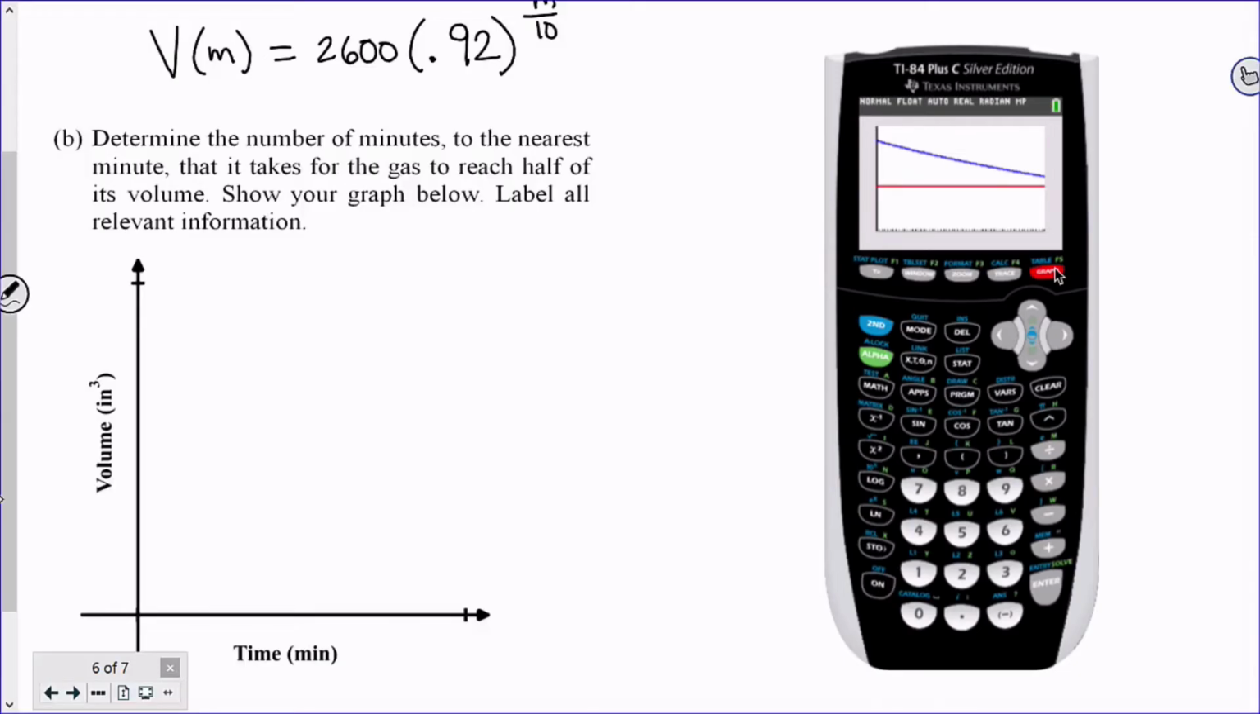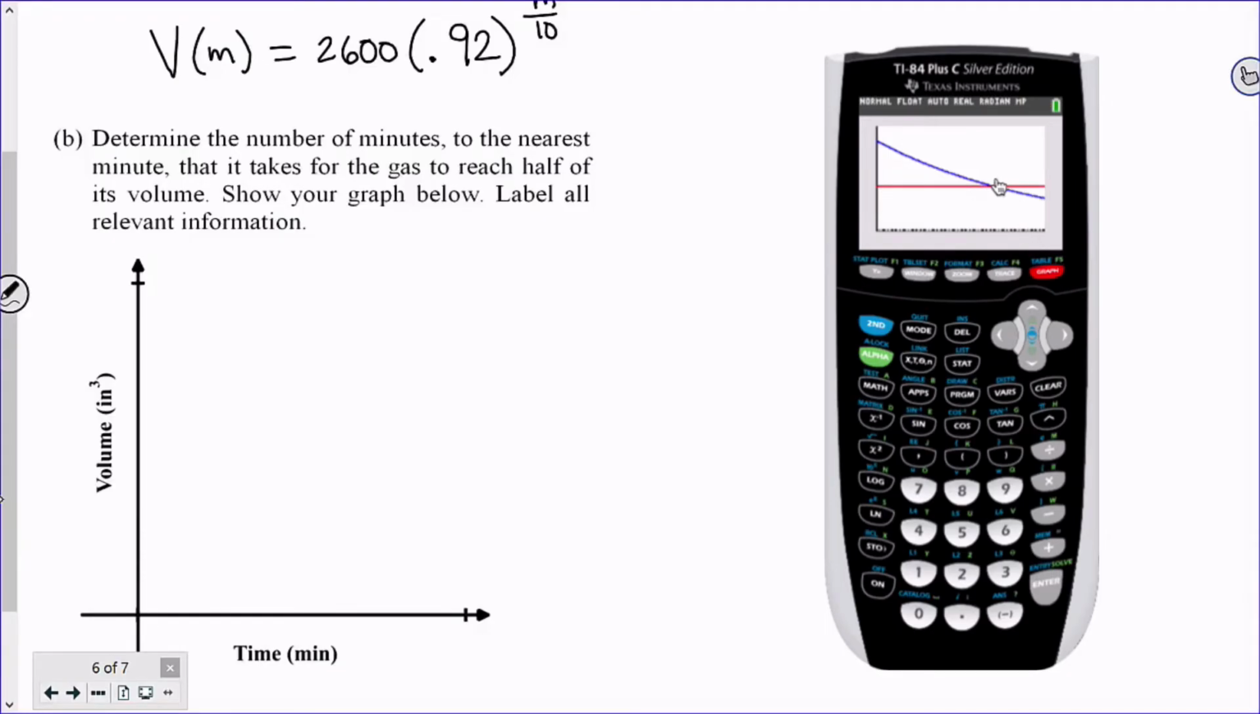Oh, and they don't intersect. Now that doesn't bother me at all. It just means I have to go into my window and extend the time. I could maybe look at my table right now to get a sense, but let's just extend it out to 2 hours. Maybe that'll be enough for it to reach half of its volume. Let's take a look. Here's that volume of the gas decreasing in that classic exponential manner. Oh, there we go. Great.